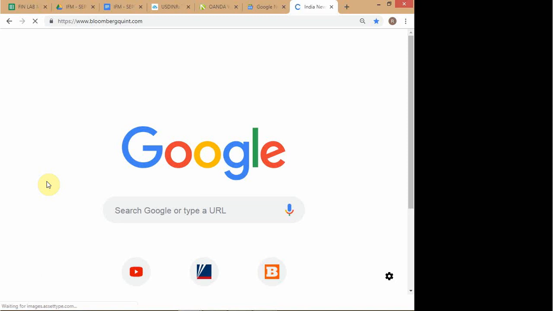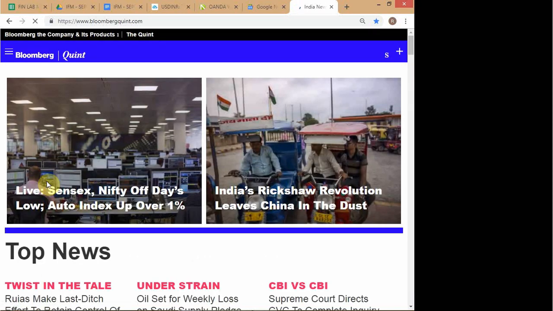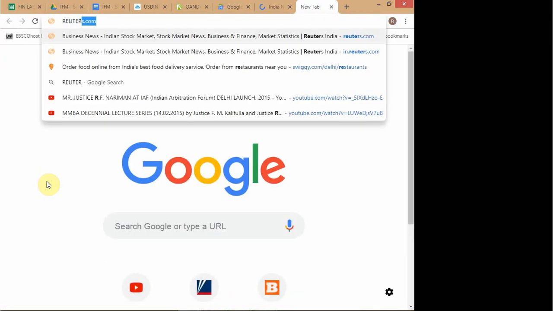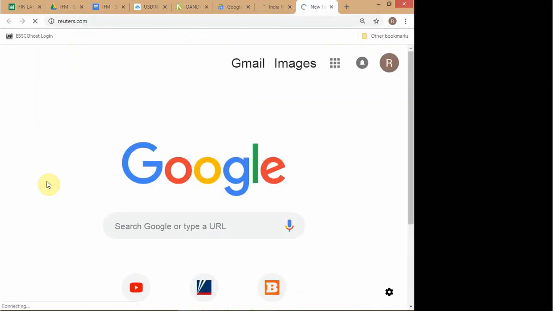Then you can just make a note of this. Just type Bloomberg Quint. Another thing that you should read is Reuters.com. This is for international news. So you should be absorbing the idea, guys, is like this.